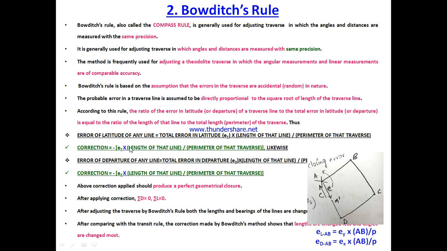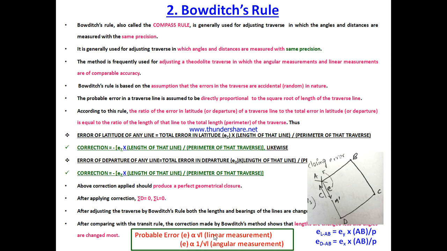So in this manner we can calculate the values of error, and in order to calculate the correction for this value, we just have to take a minus sign before the error, and we can make the corrections in the actual values. So probable error in the case of Bowditch rule is always proportional to the square root of length, while inversely proportional to the angular measurement. This point we need to remember while calculating a traverse with the help of Bowditch rule.